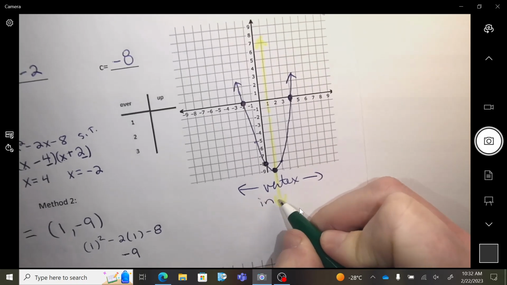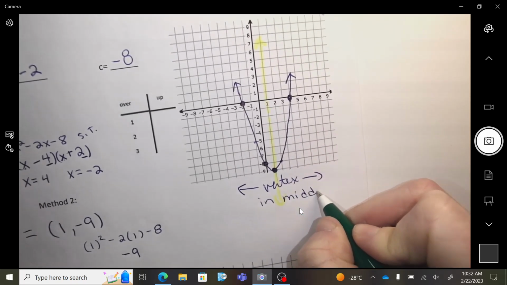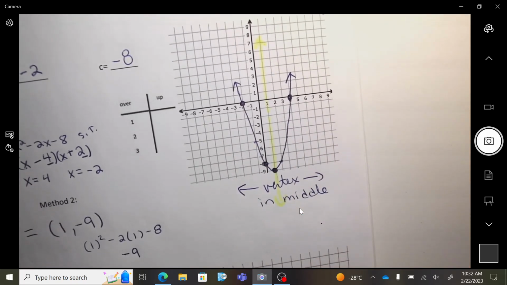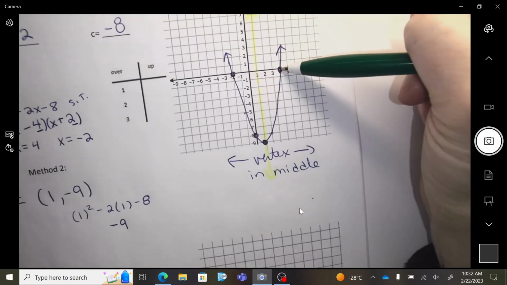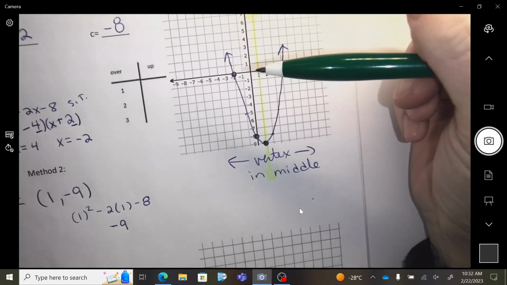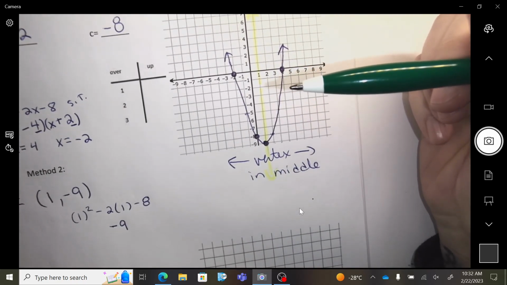It's always going to be in the middle. Do you see it? Because of the symmetry, wherever your two x-intercepts are, the vertex will be in line right in the middle of those. So if I knew this was 4 and this was -2, would you be able to figure out the halfway x value?